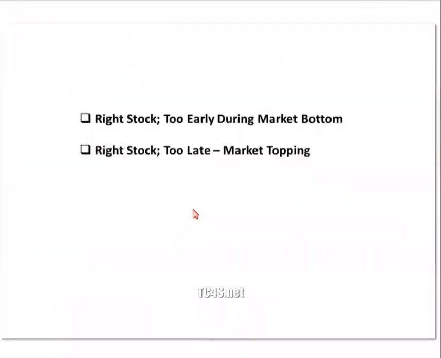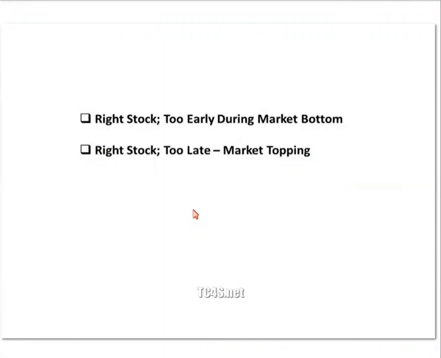So now you can have the right stock, but it's too early during a market bottom, and that's what right now I'm being very careful of. We don't want to get in here and start buying a whole bunch of names and say, okay, the market's bottom, and just rush in without seeing a bunch of these VCP setups, or at least a handful, start to work out. And that's why I always say be incremental.